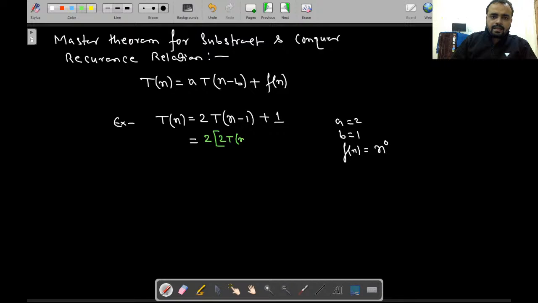2t of n minus 2 plus 1, and this is the plus 1, and this one will become 2 square t of n minus 2 and plus 2 and plus 1. So this is what you are getting by the first substitution. So my dear friends, in the first substitution, this power is 2, this is minus 2, and this is starting from the power 1.